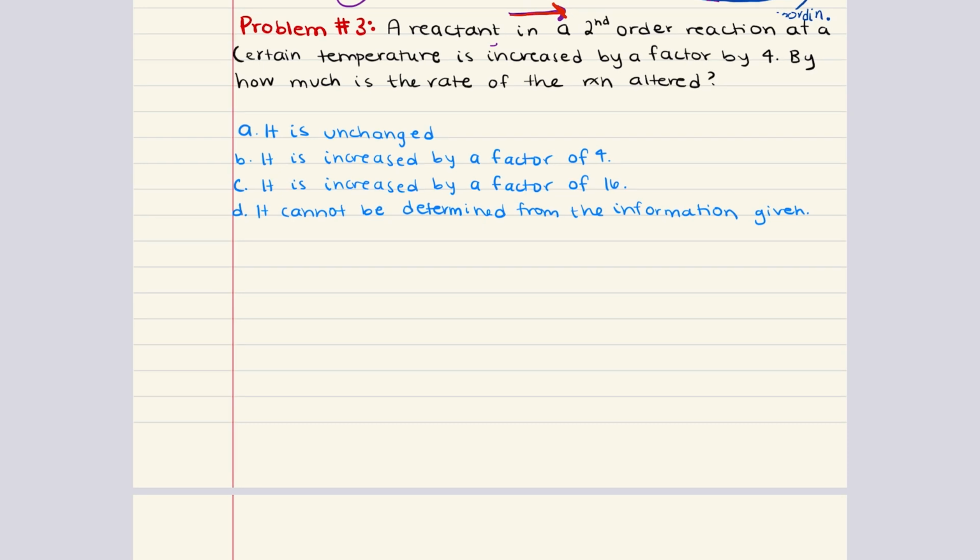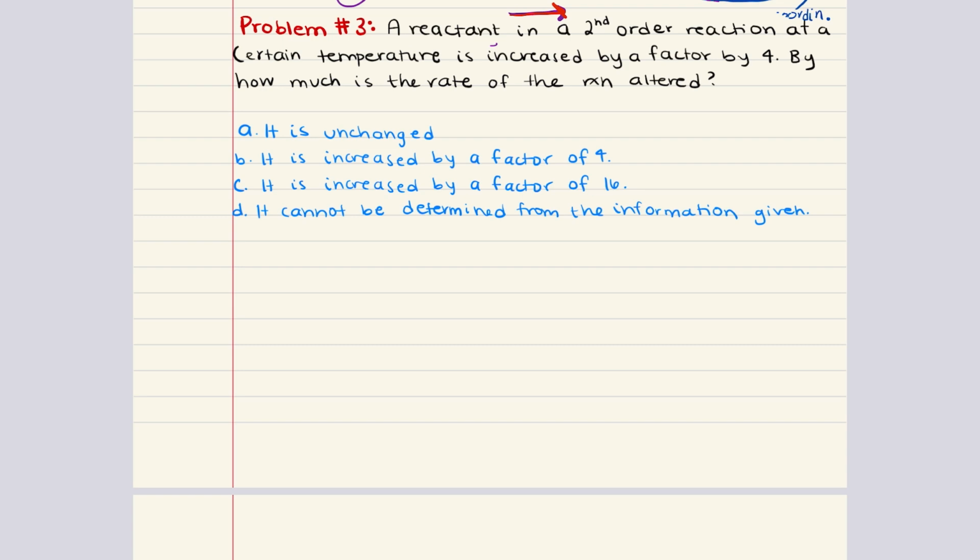Problem 3 asks, a reactant in a second order reaction at a certain temperature is increased by a factor of 4. By how much is the rate of the reaction altered? Now, I just want to say that I really hate the way that this problem is worded, because at a quick glance, this problem can be easily misunderstood as saying that the reaction is second order with respect to the reactant. And that is not the case.